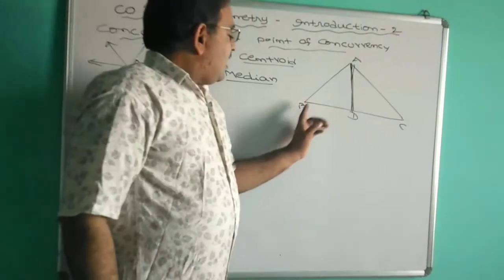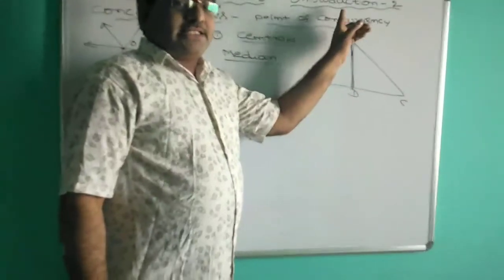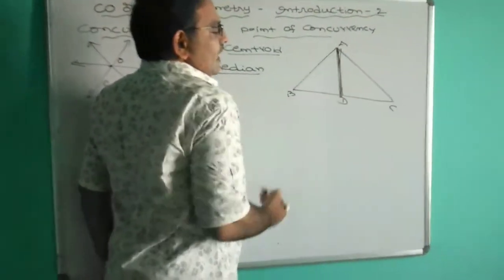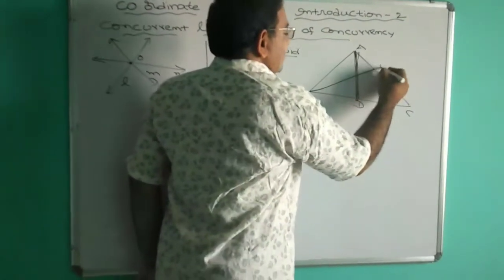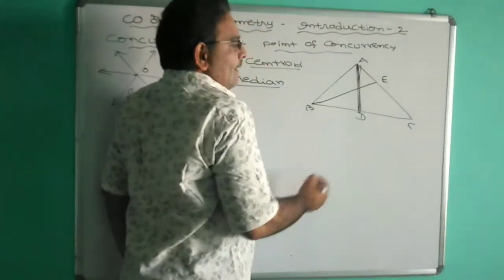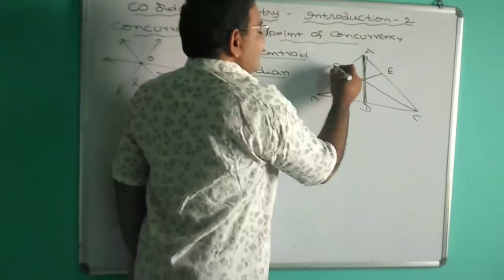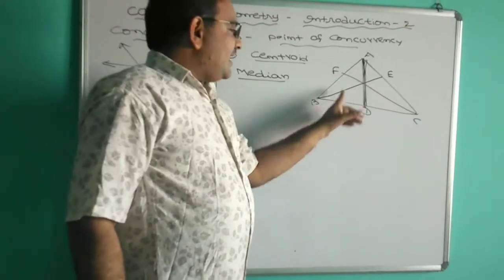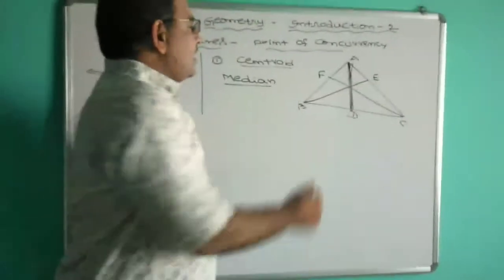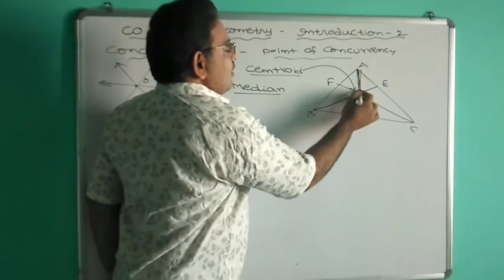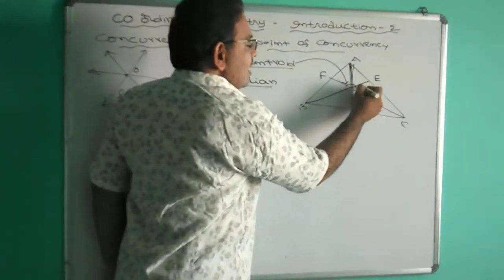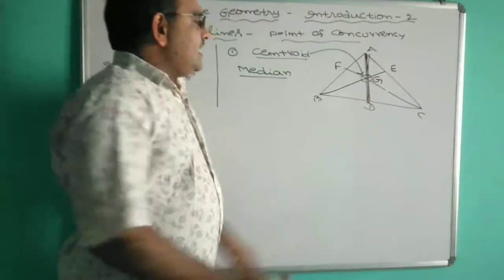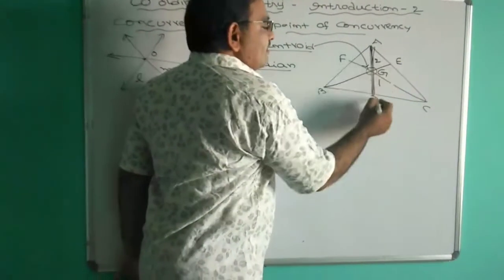Once again, the line segment joining the vertex to the midpoint of the opposite side. Here AD is called a median. At the same time, BE is also a median, and CF is also a median. So these three lines are called medians. The three lines pass through the same point, and that point is called the centroid. The centroid is denoted with the symbol G. Centroid G divides AD in the ratio 2:1 from the vertex.